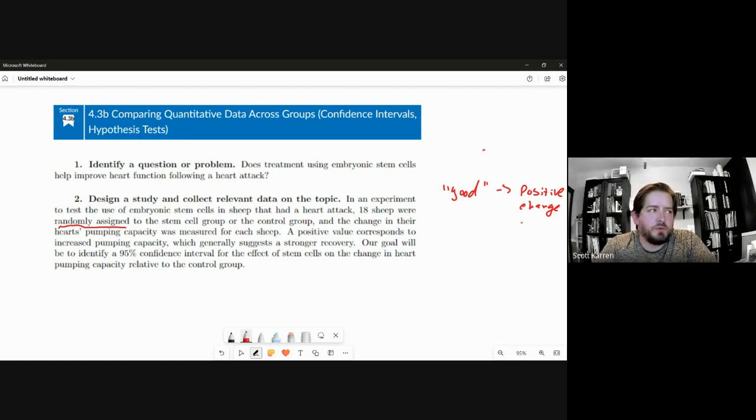Our goal would be to identify a 95% confidence interval for the effect of stem cells on the change in heart pumping capacity relative to the control group. So we're now comparing those sheep that got embryonic stem cell treatments to those that did not. So our data is given to us.